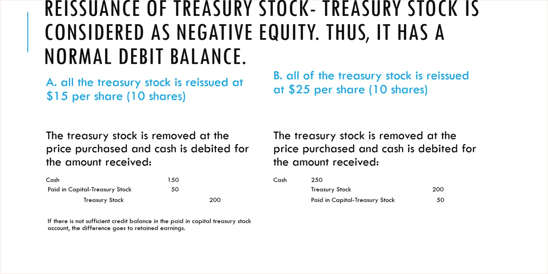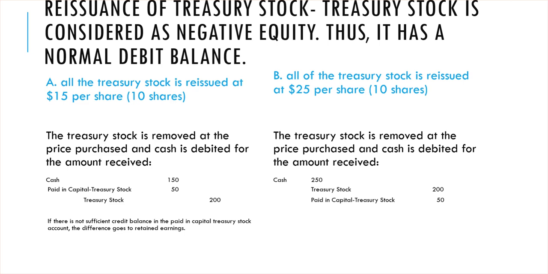Now, here we're going back to our debit and credit rules about equity. If we did not have a credit balance of 50 in the paid in capital treasury stock account, and we did this 50 debit, it would make our paid in capital treasury stock have a debit balance. We can't do that. So if that's the case, we are going to use up our paid in capital treasury stock to the extent which we have a credit balance in that account, and the remainder would go to retained earnings.